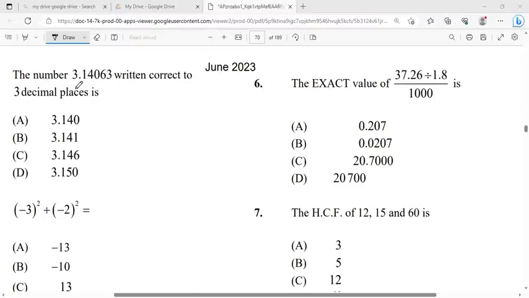3.14063, written to 3 decimal places. This is a repeated question, that will be 3.14.